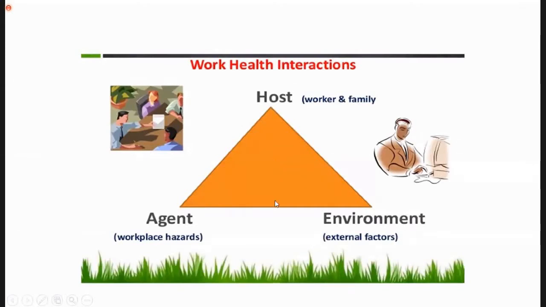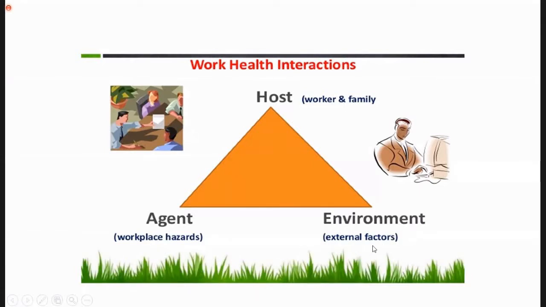Now, this is the famous epidemiological triangle, host, agent, and environment, which you have in your earlier classes gone through, that what is the host, agent, and environment. Now, we will apply this on how in occupational environment this can be applied. So host is worker and family, and agent is workplace hazard. Either you are working in textile, healthcare industry, or any factory which is maybe a cement factory or any kind of factory where we can have multiple health hazards or exposure or risk factors. So these will be agent.